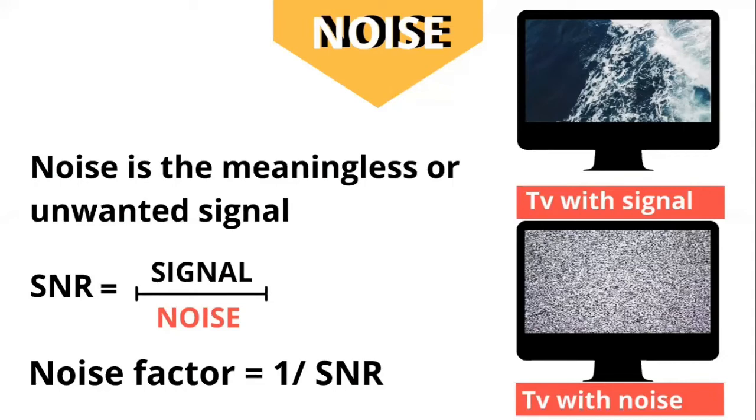Based on this formula, should we have high SNR or low SNR for a good system? If you think we need a high SNR for a good system, put number 1 in your chat box. If you think we need low SNR for a good system, put number 2 in the chat box. What do you think? Look at the formula. It says signal by noise. So what should be SNR? Should it be high or low?